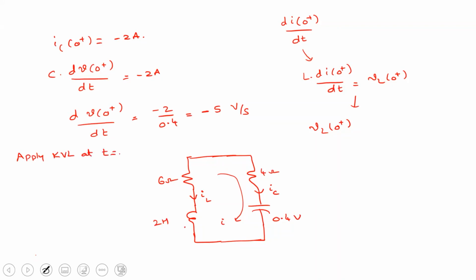Now apply KVL at t equal to 0 plus time. So this is the voltage across the capacitor, V of 0 plus, or simply V. Now tell me, what is the KVL equation for this particular circuit? 10 into IL of 0 plus, right? Agree? Then plus 12, which is VC of 0 plus, agree? What is the voltage here?